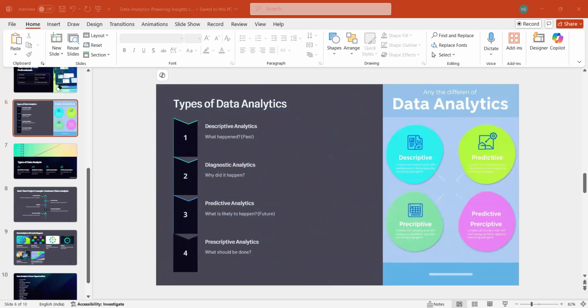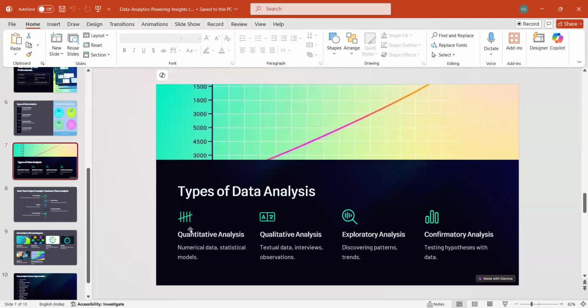Apart from these types, we have other types, as we discussed: qualitative and quantitative analysis, and exploratory analysis. And confirmatory analytics comes under statistical analysis, which deals with hypotheses and helps us take sensitive decisions on a good basis. So this comes under confirmatory.